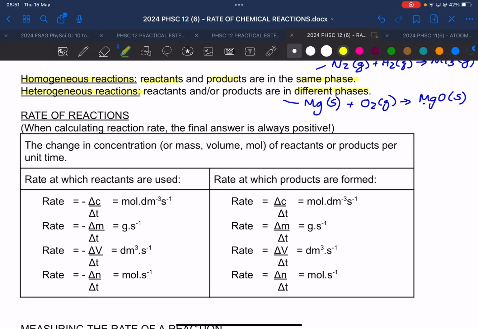Okay, then you are going to calculate the rate of reactions, from graphs mostly. Now, when I told you in grade 10, when you hear the word rate, what must you think of?